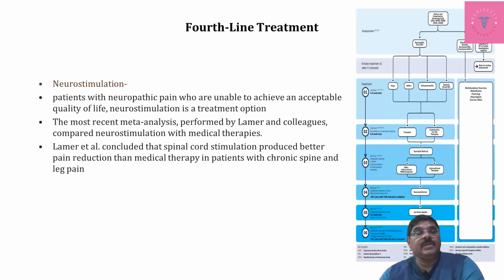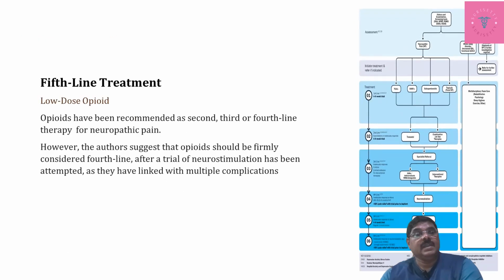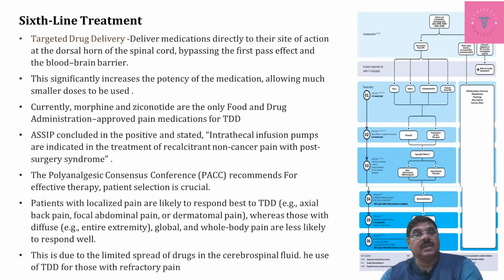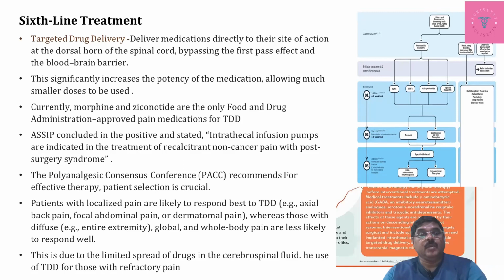And fourth line treatment, neurostimulation. Neurostimulation means they will introduce a device in the spinal cord that will continuously stimulate the area, so that it will block the pain pathways. And the fifth line is low dose opioids. And the sixth line is targeted drug therapy. Targeted drug therapy means a small amount of drug goes and acts at the target level where the pain is initiated. These are all the different lines of management of neuropathic pain.